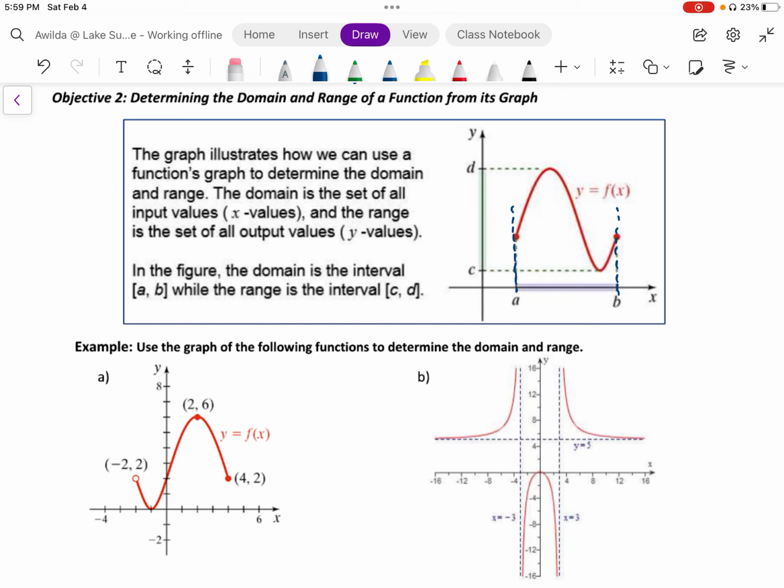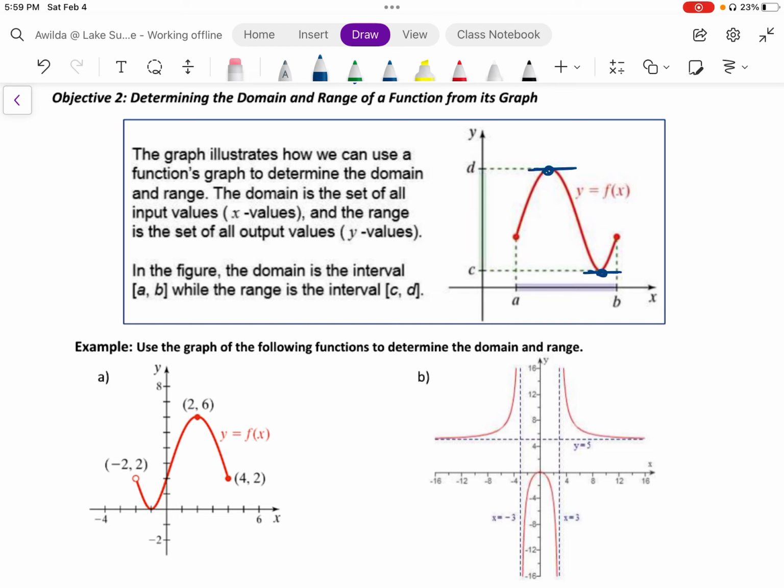On the other hand, if we're looking for the range based on the graph, then we're going to look at what is the lowest point on the graph and what is the highest point on the graph.